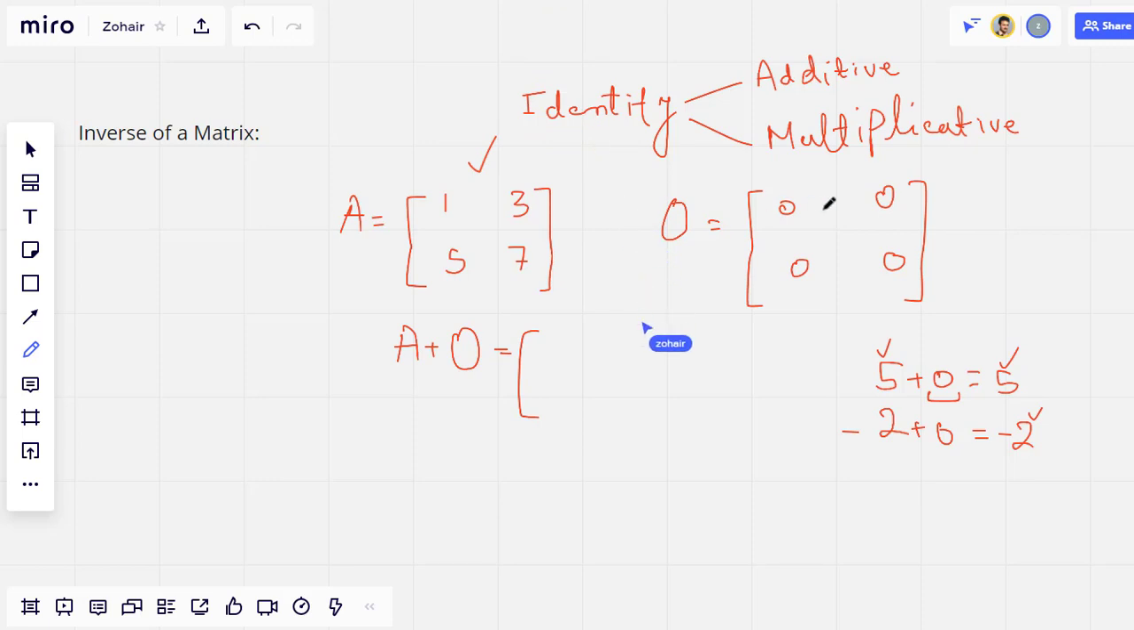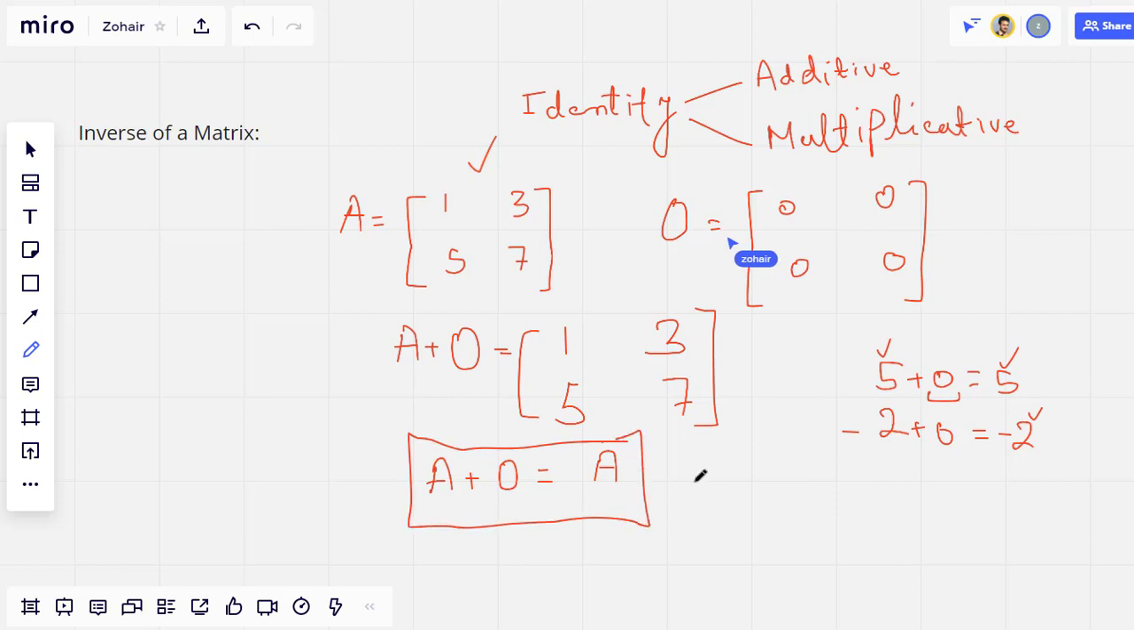So let's see, what is 1 plus 0? 1. What is 3 plus 0? 3. What is 5 plus 0? 5. What is 7 plus 0? 7. So you see, the matrix that we got in the answer is the same as matrix A. So A plus matrix O equals A again. That means the matrix O is the additive identity, because we did the addition, and still it gave us the answer in the form of matrix A.